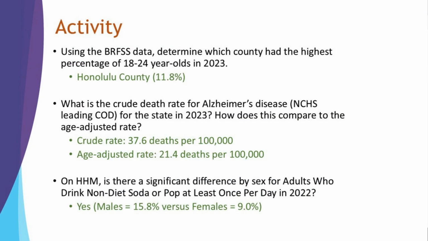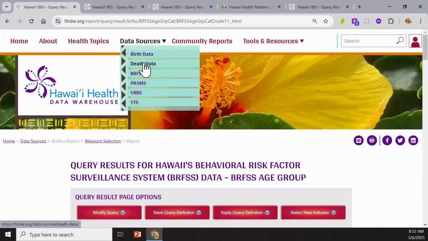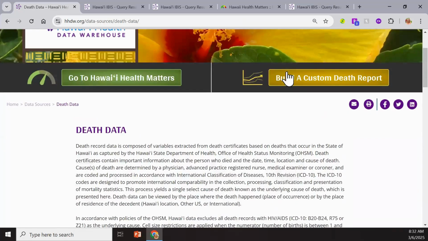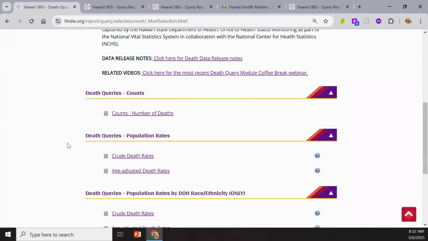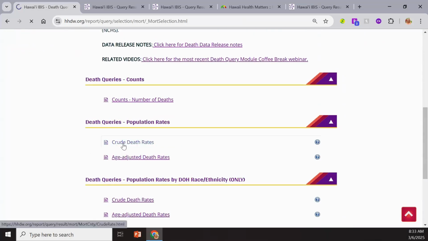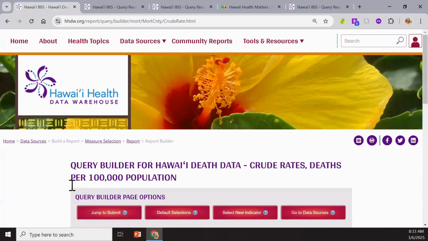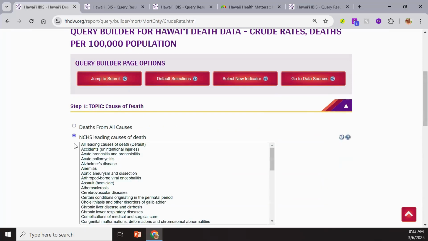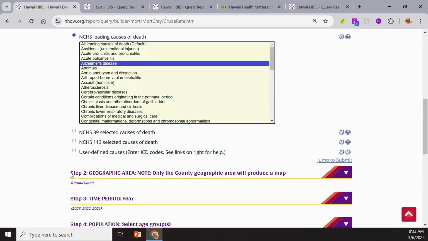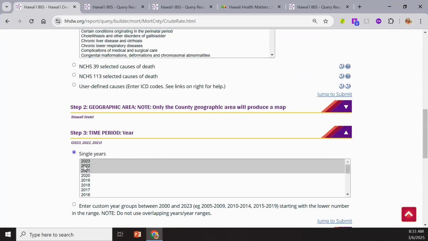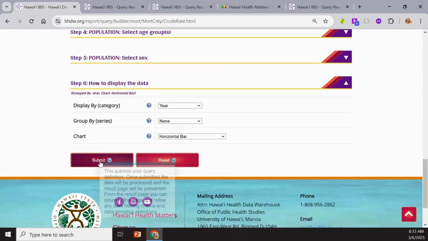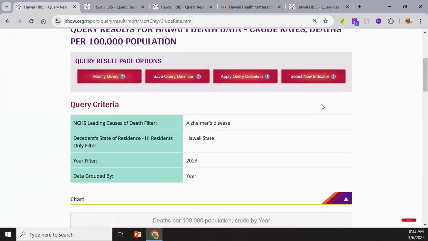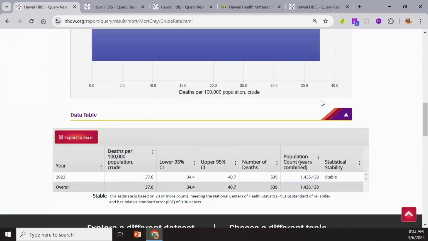Okay, the next question asks, what is the crude rate for Alzheimer's disease for the state in 2023? So we're going to go to our death data. We're going to build a custom death report. And this is asking about the crude death rate for Alzheimer's disease. So let's check our cause of death. Let's see if it's one of our leading causes of death, and it is. And it's asking just for 2023. Okay. So here we can see our crude rate for Alzheimer's disease is 37.6 deaths per 100,000.